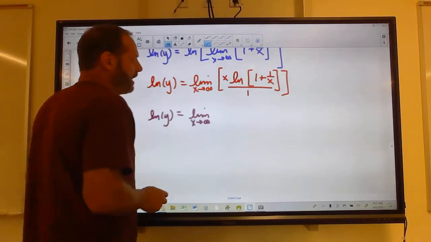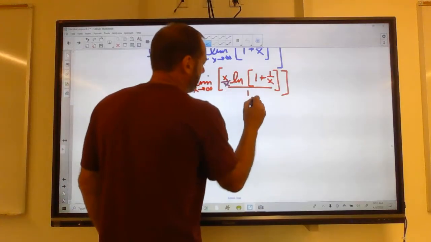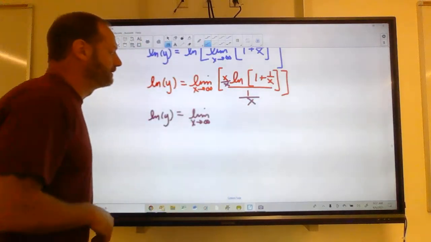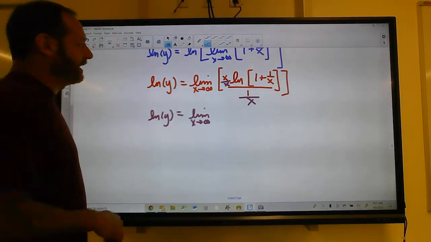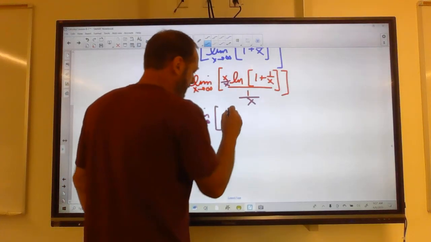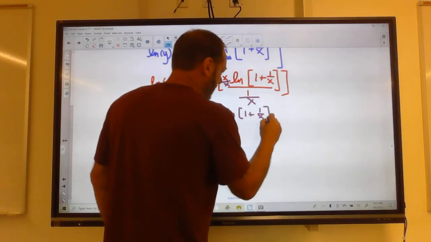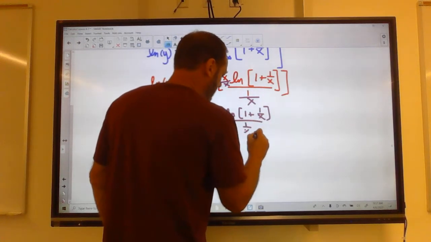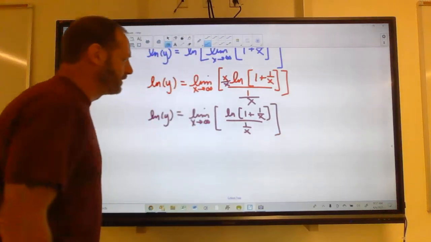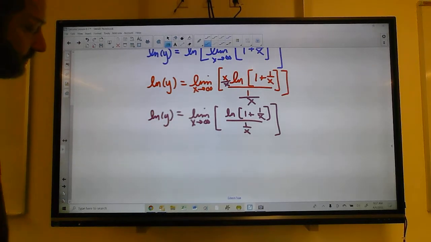Here's what I'm going to do. I'd really like to have something at the bottom, so I'm going to divide the top and bottom of this by x. If I do that, it cancels this x out and just leaves me with natural log of 1 plus 1 over x, and it gives me 1 over x on the bottom. Now I've got something I can use L'Hopital's Rule on.